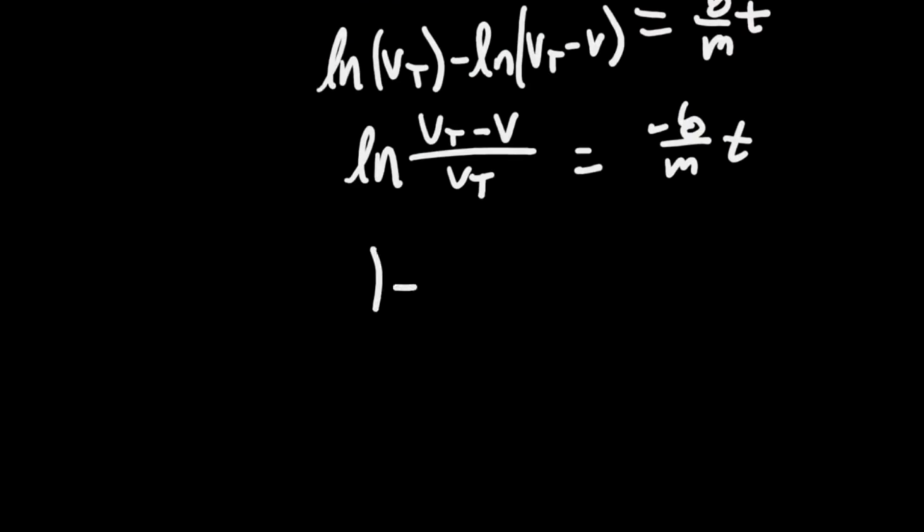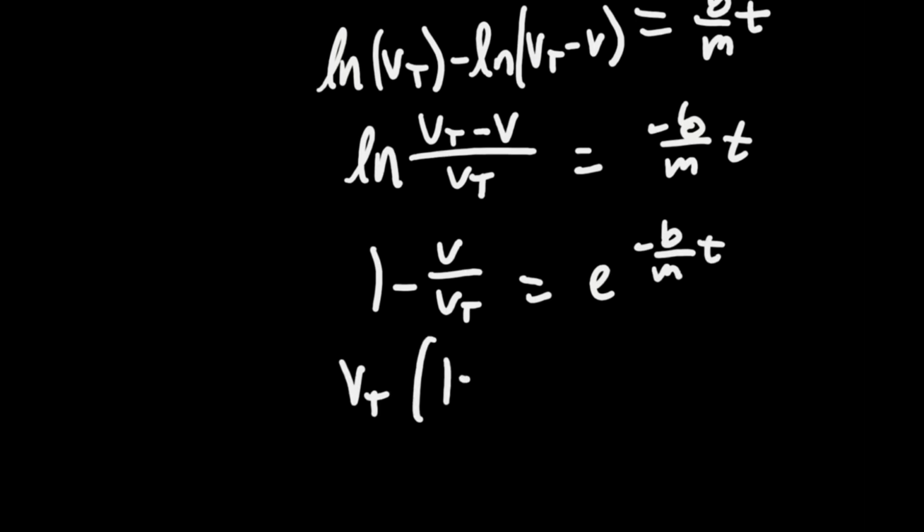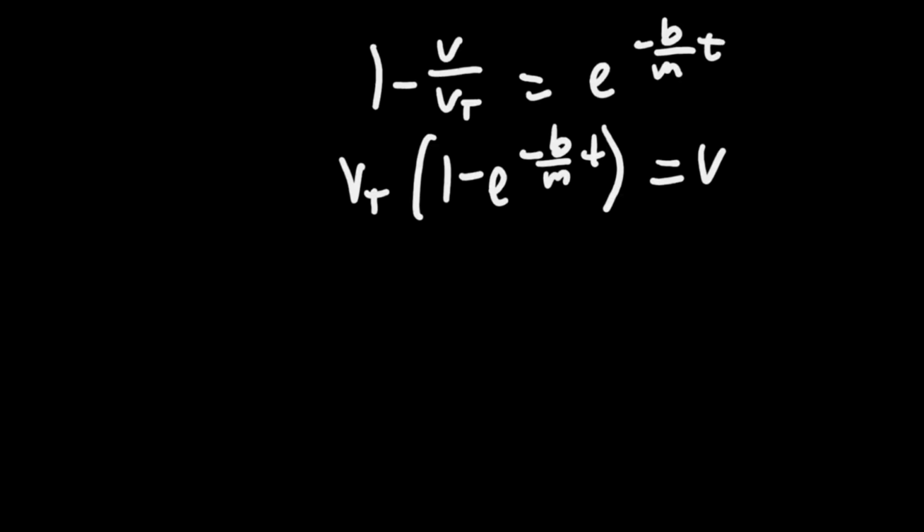Raise everything to the e power, and we're going to get 1 minus v over vt equals e to the negative b over m t, which means that vt times 1 minus e to the negative b over m t equals v. Then if you wanted to, you could substitute your mg over b back into vt. And so we've successfully solved our drag equation.